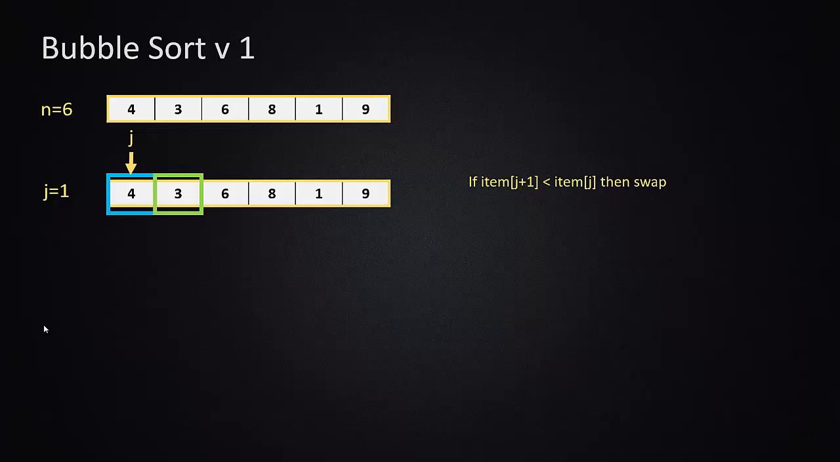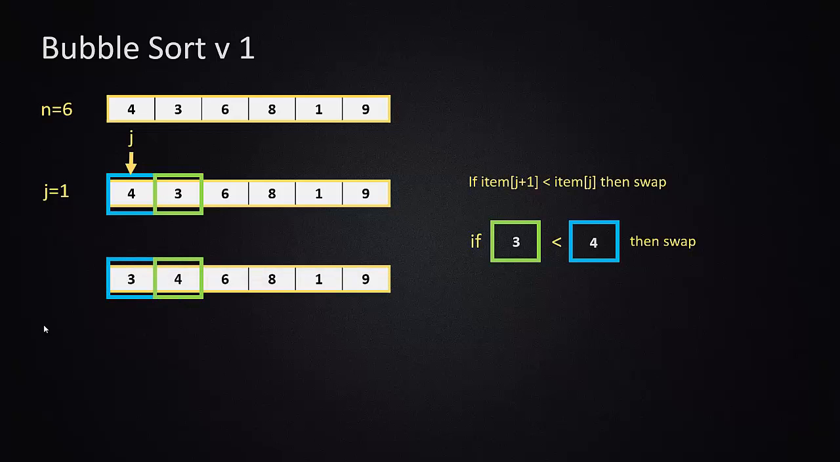Our algorithm says that we now need to decide: is item j plus 1 less than item j? In this case, we're comparing whether the green box item is less than the blue box item. In our case, is 3 less than 4? The answer to that question is yes. Then we must swap them. So you can see that 3 and 4 switched places. And now I need to go to the next j. So j is equal to j plus 1, and I'm ready to do this over again.